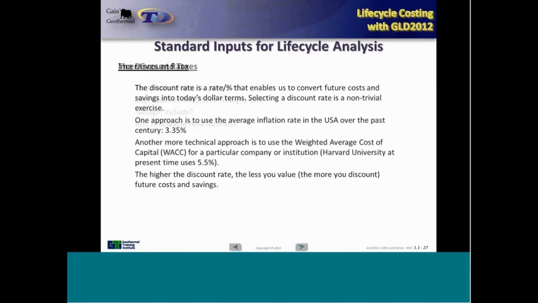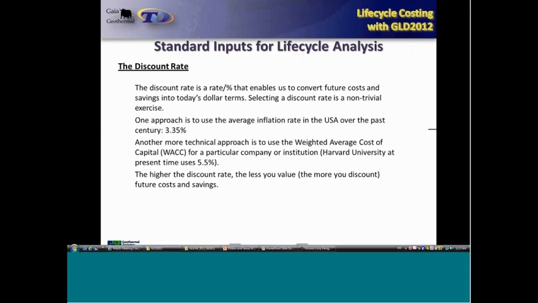So finally, let's go over the discount rate in a little more detail, just because it's kind of the beating heart of the analysis. So the discount rate is a rate or percentage, like 4% or 3%, that enables us to convert future costs and savings, say in year 5, 6, 7, 8, 9, 10, or whatever, in today's dollars terms. We want to convert everything into today's dollars terms, so we basically normalize everything so we can compare different things.